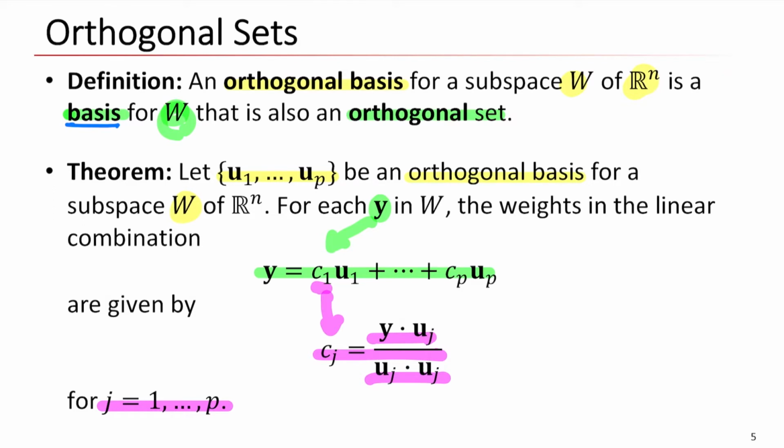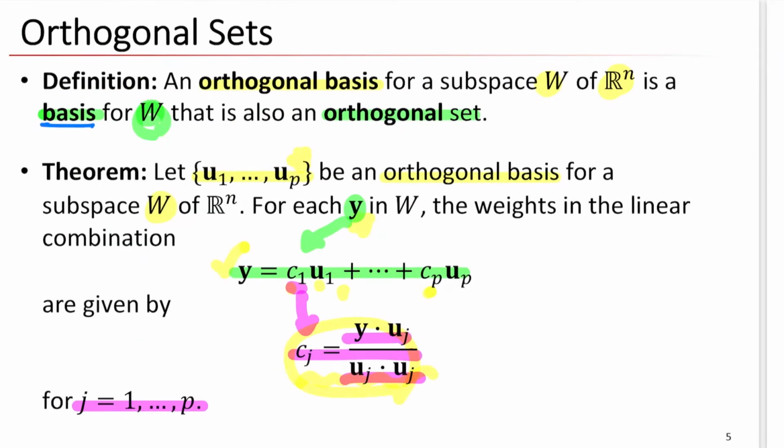So in other words, if we have the orthogonal basis, and if we have some arbitrary vector Y in the W subspace, then we can represent Y with some weights C1 through CP where Cj is represented something like this. Okay, so let's prove this one.